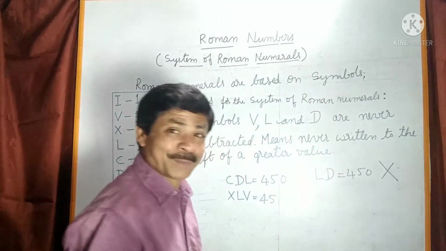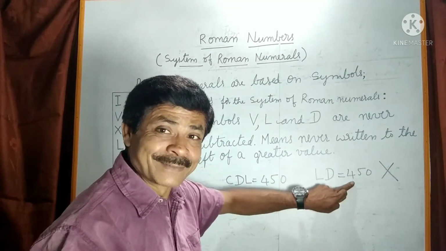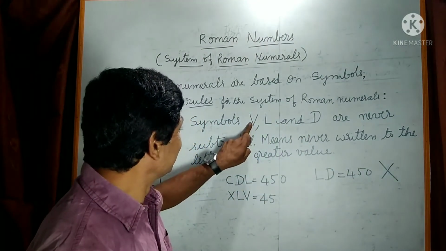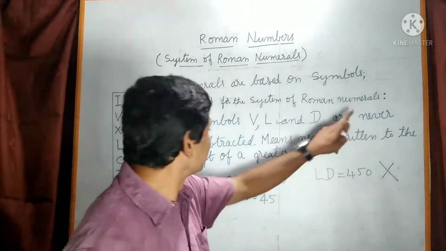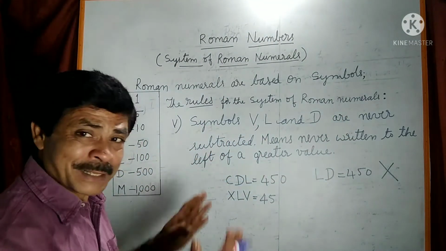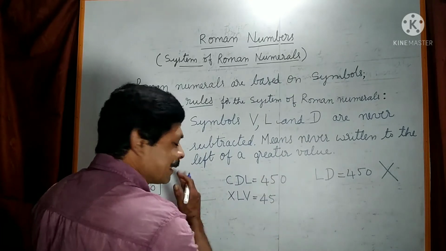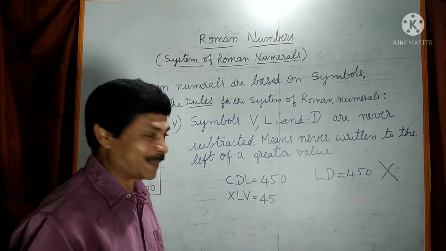This is wrong. Because if we write like this, we violate the rule. V, L and D are never subtracted. Means we never write them to the left of a greater value symbol.